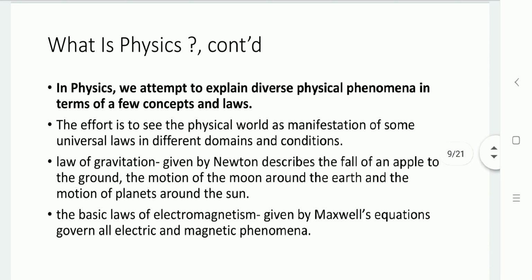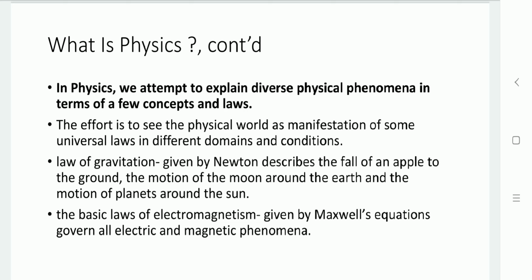In physics, we attempt to explain diverse physical phenomena in terms of a few concepts and laws. This affords us a way to see the physical world around us through universal laws in different domains and conditions. For example, the law of gravitation, which was given by Newton. He described it through an experiment of an apple falling from a tree towards the ground, and based on this activity he gave the law of gravitation.